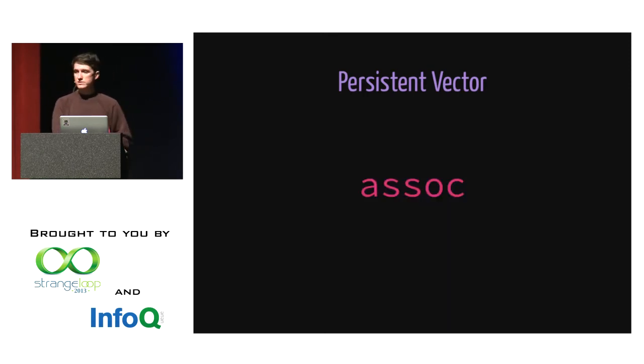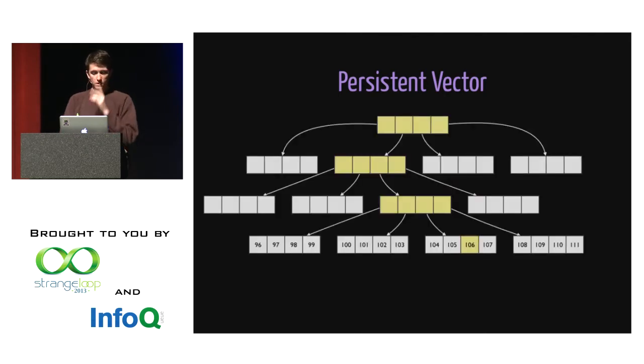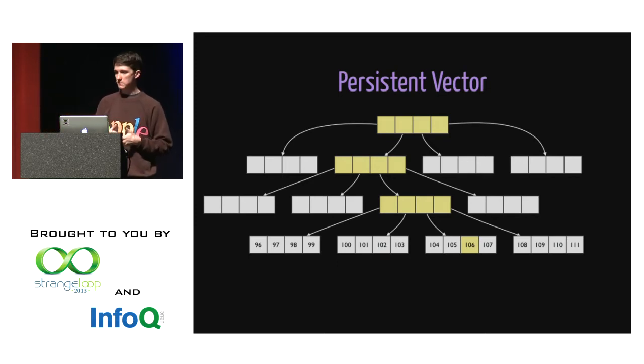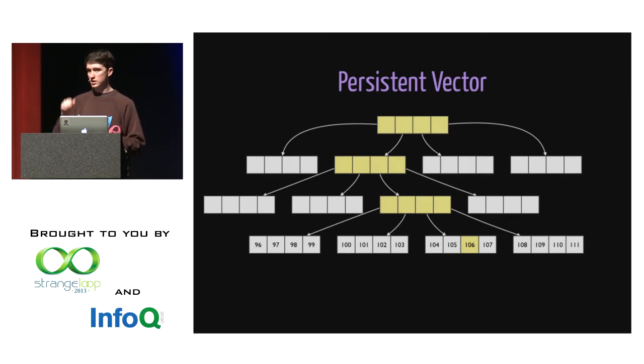Now let's think about associating a new element with an index that already exists in one of these bitmap vectors. The idea here, remember, is that now we're updating something that already exists, but we can't change it because we don't want to mutate anything. We need this previous version to be available. So as we navigate down to the element, we're going to copy just the path that it takes to get down to it.